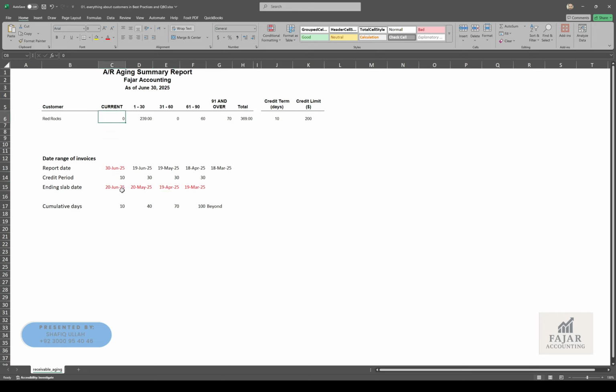Now let us analyze the balance for this customer. Current is $0, all good. 1 to 30 days, $239, they are getting late. 31 to 60 days is $0, that's okay. 61 to 90 days is $60, not good. Over 91 days, $70, this is a big concern. Total amount due is $369, but their credit limit is $200. So the question here is, who approved these extra sales?